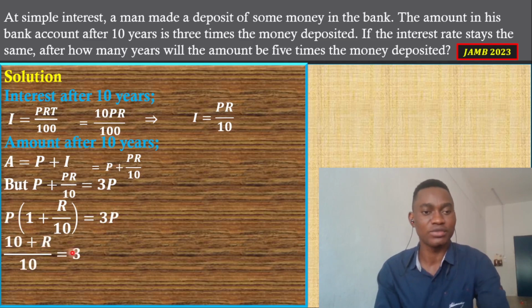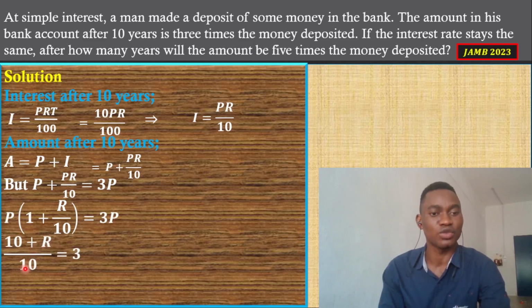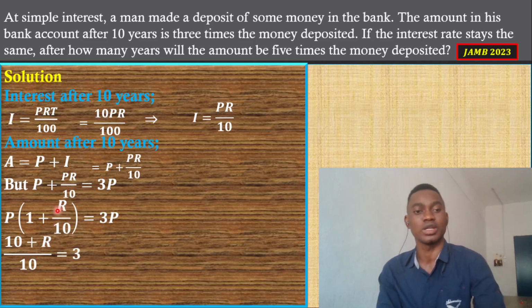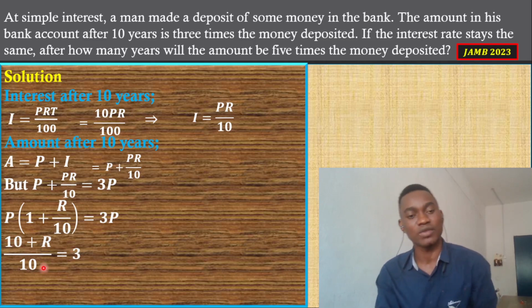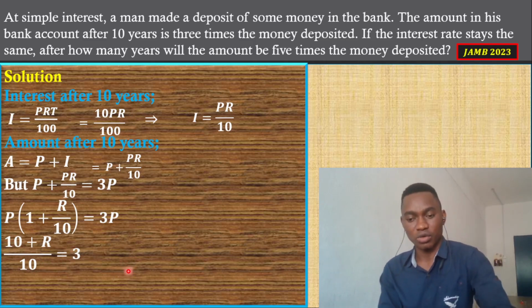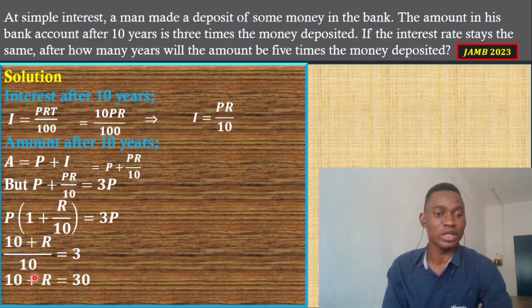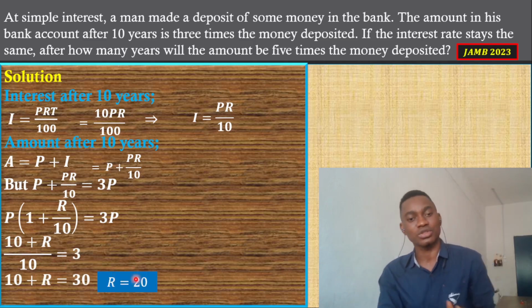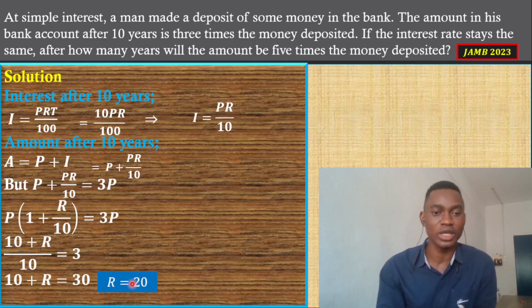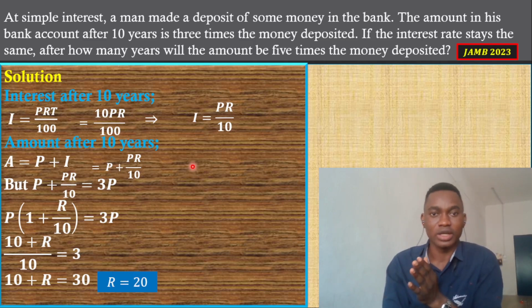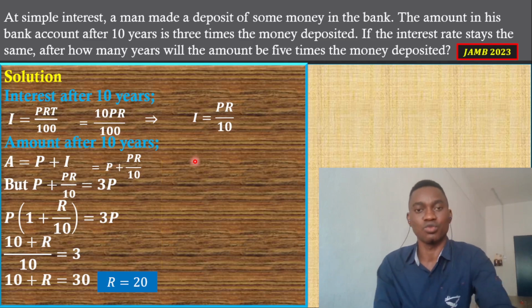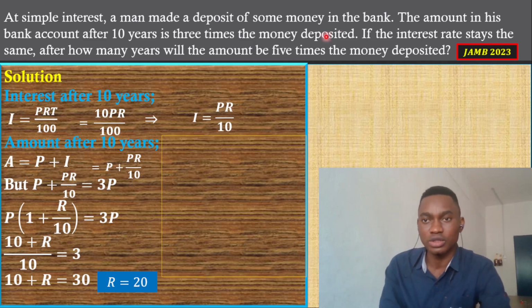So we are left with 1 plus R over 10 equal to 3. Then we find the LCM of the expression in the bracket, and that gives us 10 plus R over 10 equal to 3. When we cross multiply, we have 10 plus R equal to 30, and that gives us R equal to 20. That is, the rate is 20. Okay, now we are going to proceed with the rest of the question.